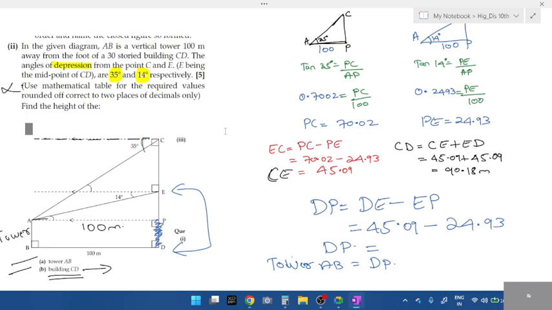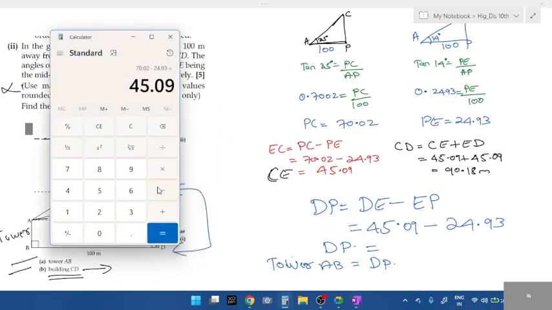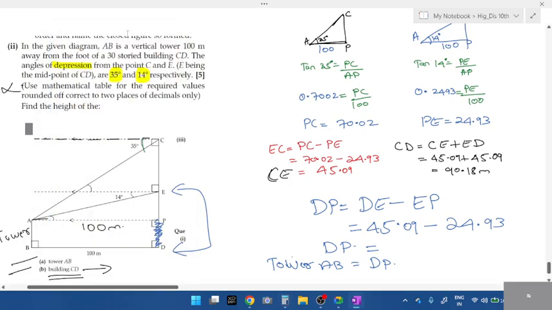You all can check. Let me show you all the answer. Completed. What is 45.09 minus 24.93? 20.16. All of you got 20.16. So these are the two answers.